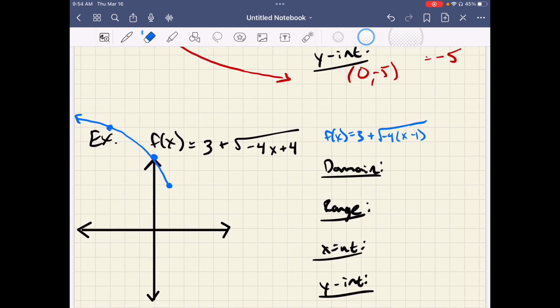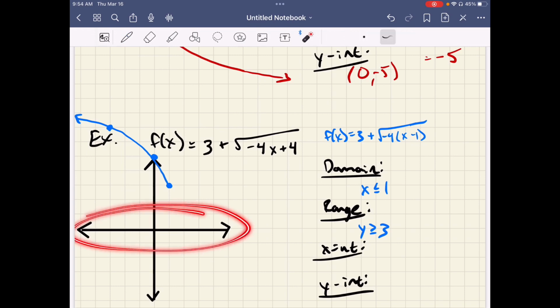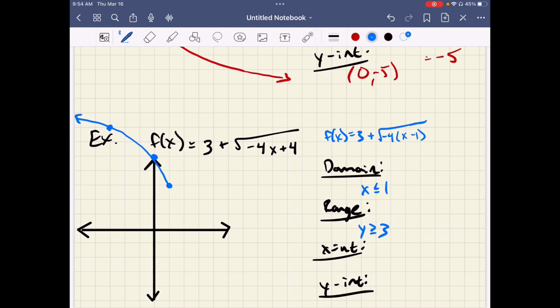My domain: the farthest to the right that I go would be 1, so I know all of my x values are going to be smaller than or equal to 1. My range: I know the smallest value I have right there is a 3. I want to be bigger than that, so I want to say y is greater than or equal to 3. Now my x-intercept, if I look at my graph, this thing's never going to touch the x-axis. So I can say no x-intercept. And then my y-intercept, we've already got that plotted, and that's at 5. I could say my y-intercept is at (0, 5).